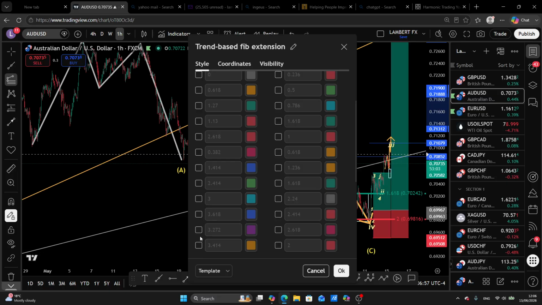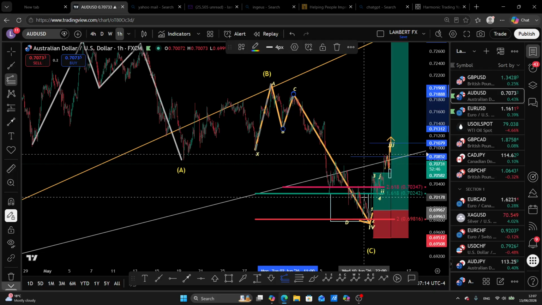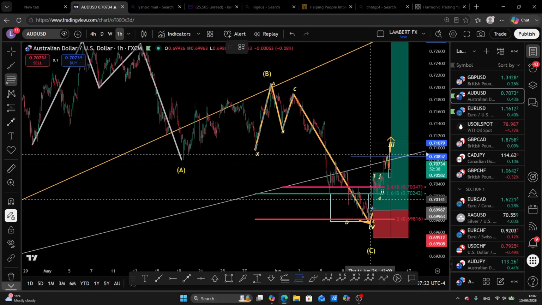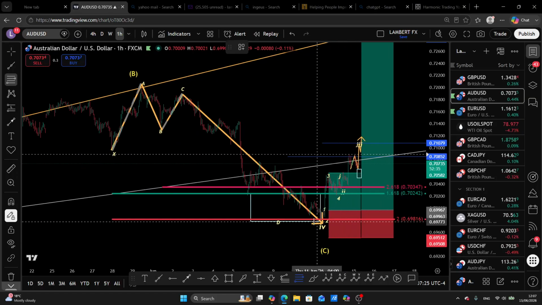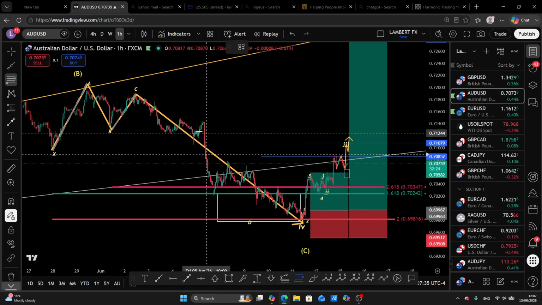Sorry, I'm going fast because I don't want this to be too long now. So we aim for 2.618. Where are you? Right there. As you can see, 2.618 was just before the 1.618, which was fine. So all the numbers were hit, and then I wait for a bullish signal inside that area. As you can see, we did not close below 2.0. So you could wait until this bullish candle here, and then you go long.